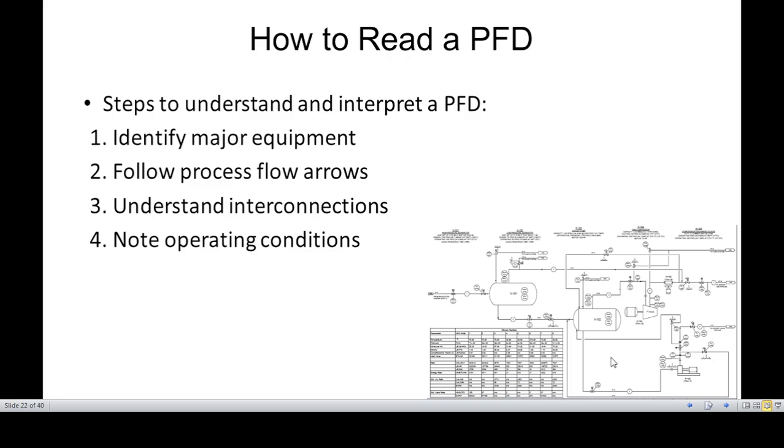So how to read a PFD? To understand and interpret a PFD, you first identify the major equipment. As you can see here, there is a two-phase separator, a compressor, a pump. So now you know what the major equipment here is, and there is an air cooler. Follow the process flow arrows. As you can see here, this arrow is going in this direction, then the liquid is going in this direction, and the gas going from this to this direction. You can see from these arrows where each equipment is going. Understand the interconnection between them.